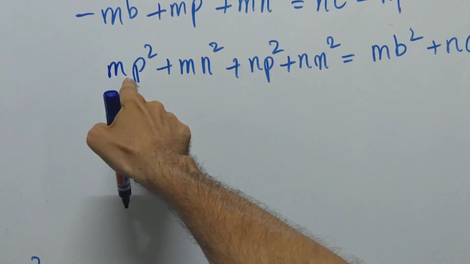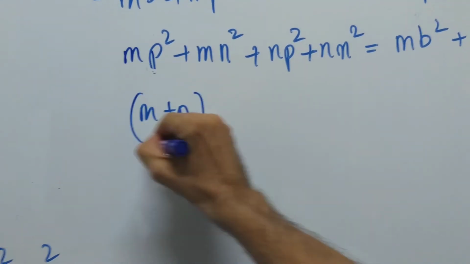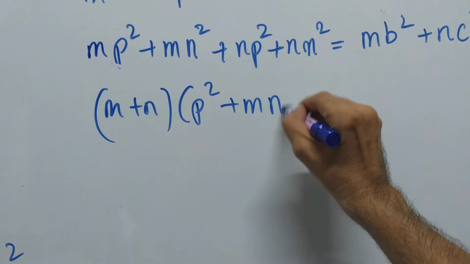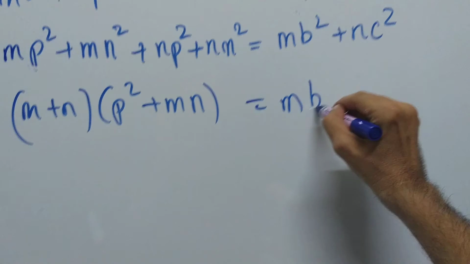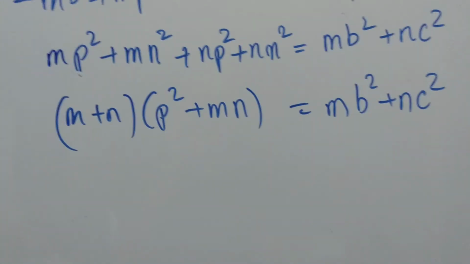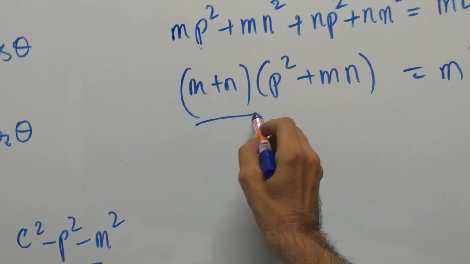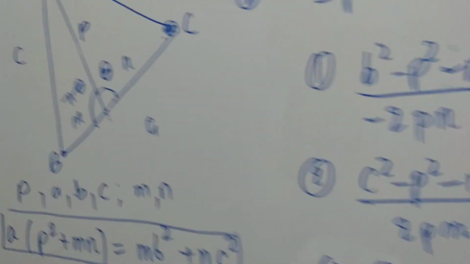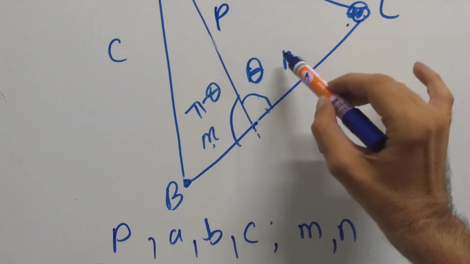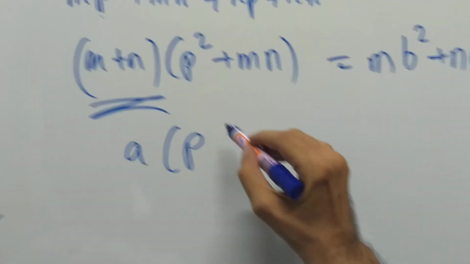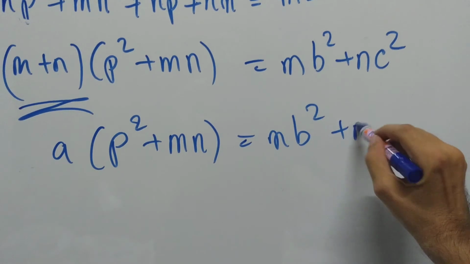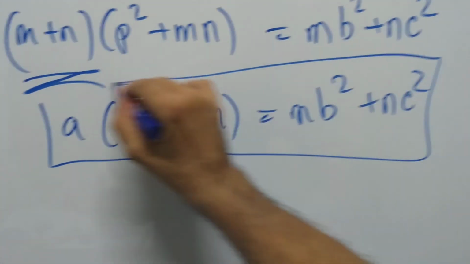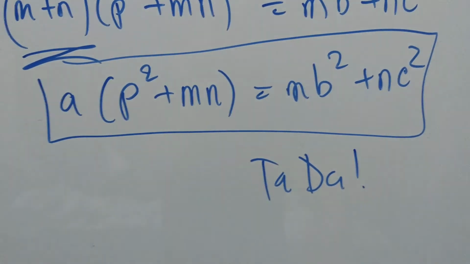Now, I factor this out. I get m plus n, you can verify this, p squared plus mn. You can verify by multiplication that this equals mb squared plus nc squared. Now, the final step, this. What is m plus n? Go here, have a look. m plus n equals a. So a, p squared plus mn equals mb squared plus nc squared. There it is. Ta-da! Stewart's theorem, 1746, Scotland.